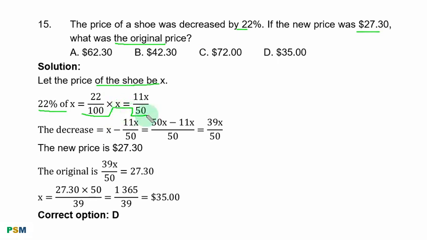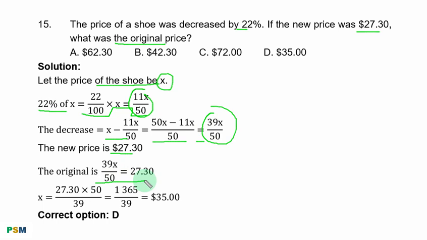We have to get the decrease amount. That amount is simply subtracting this value from the price of the shoe. You have it in this form. When you simplify, you have this result and 39S over 50. The new price is $27.30. To find S, you have to equate the decrease amount to the new price. You have it in this form.